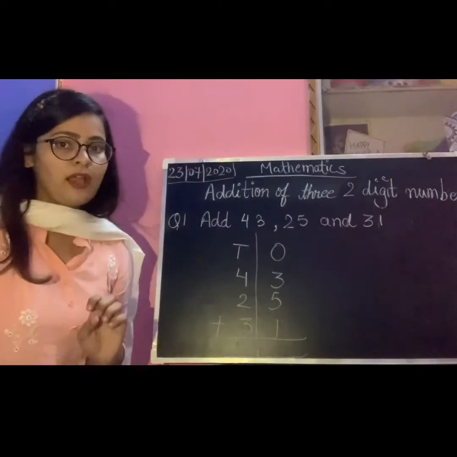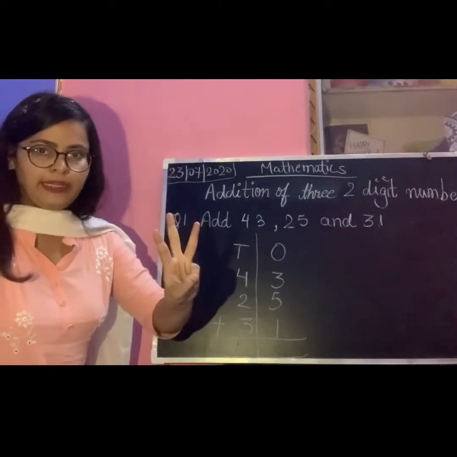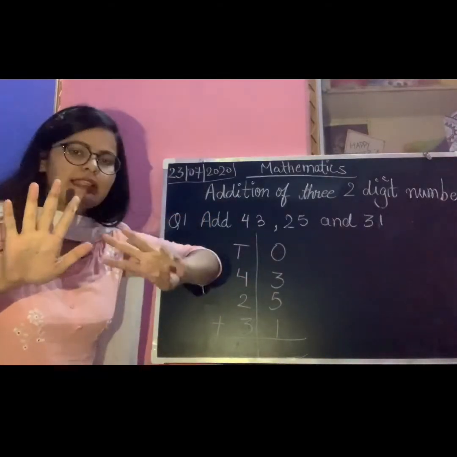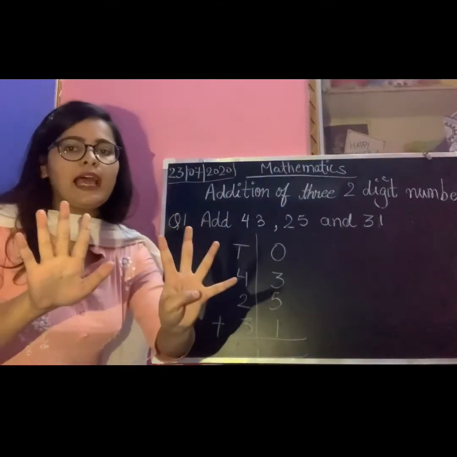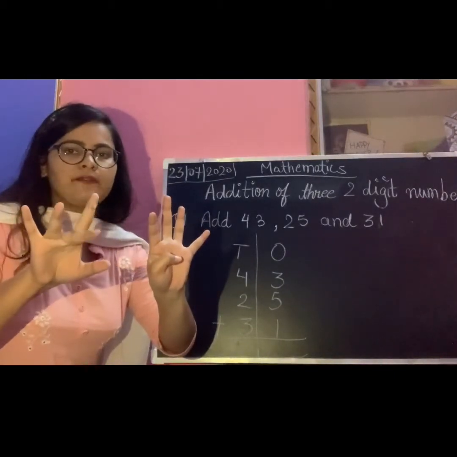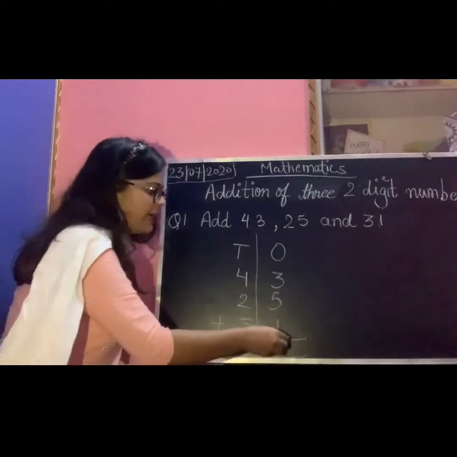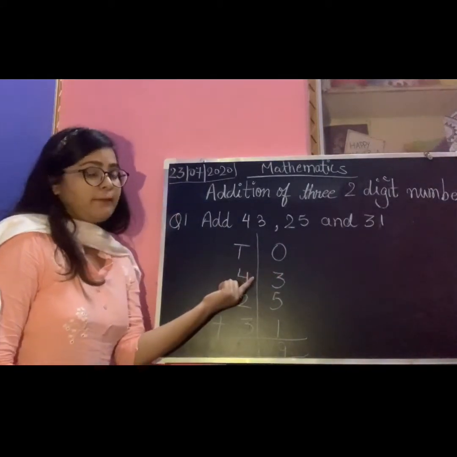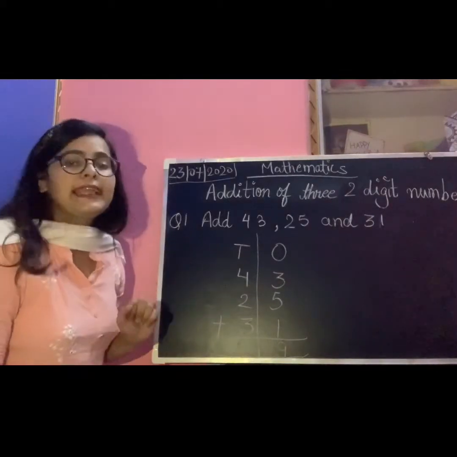So let's count 1, 2, 3. 1, 2, 3, 4, 5. Now 1 is left. You can take this finger. Okay. So total are 1, 2, 3, 4, 5, 6, 7, 8, 9. So total is 9. Very good. Now our third step is to add tens place.